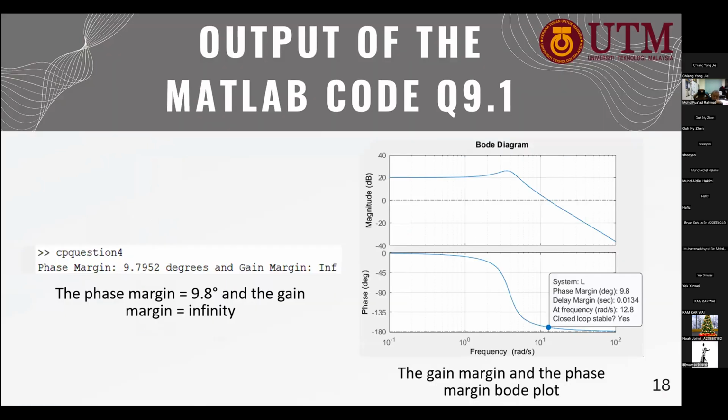So this is the result for this MATLAB code. As you can see, the phase margin is 9.79, which is close to that, and the gain margin is infinite. And the right side is the Bode plot, which also verifies that the phase margin is 9.8 when the gain margin is infinite.